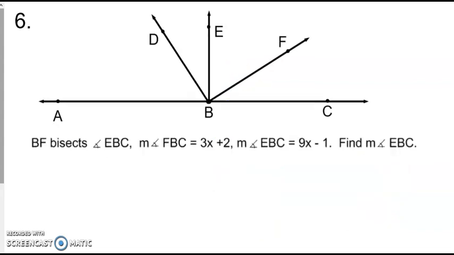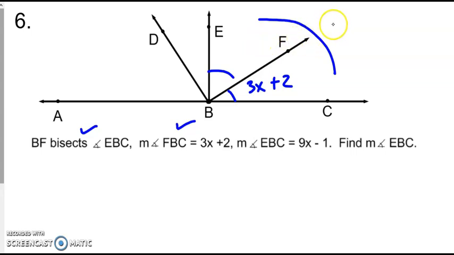Alright, given different information here, BF bisects angle EBC. So from that, I can mark these two angles are congruent. Now I also have angle FBC is 3x plus 2. Mark that off. And then we also know angle EBC, the larger one, is 9x minus 1. So I'm going to just mark that like this, because again, that can get a little bit confusing. So EBC is 9x minus 1.